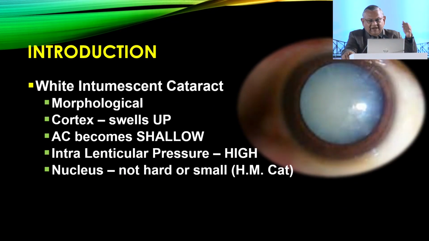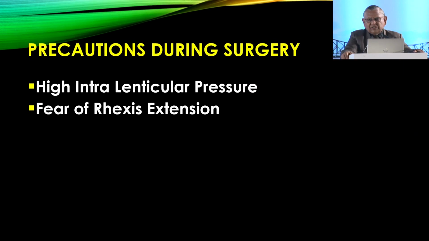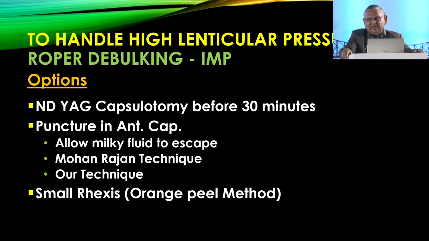The white intumescent cataract is a morphological diagnosis where the cortex swells up, the AC becomes a little shallow, and due to this, the intralenticular pressure in the bag goes a little high. And here the nucleus is not that hard like a hypermature Morgagnian, but it occupies a large area. Precautions you should take are in 2 stages. Number 1 is very important: you must debulk, meaning during the rhexis, you should be very careful, and during the phaco. Because of the high intralenticular pressure, there is a fear of rhexis extension. So you must take precautions.